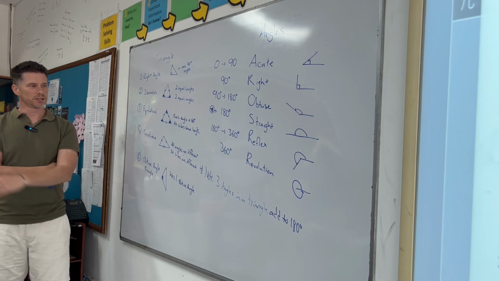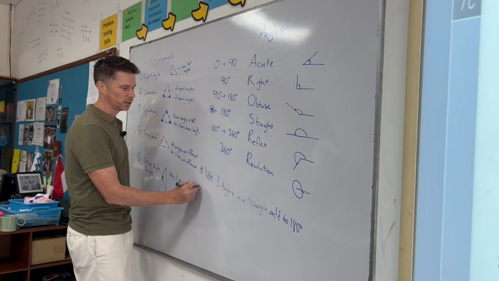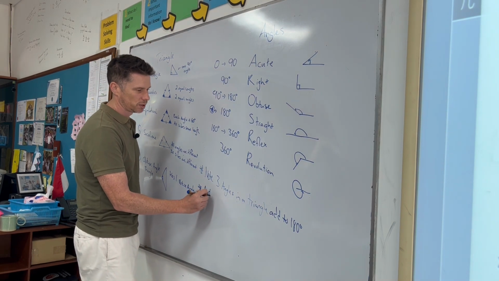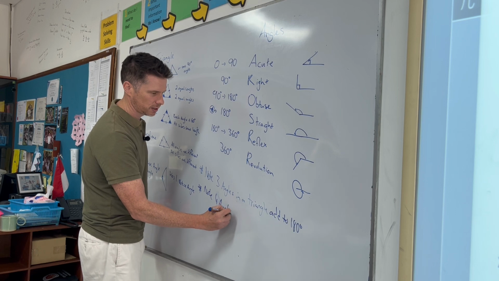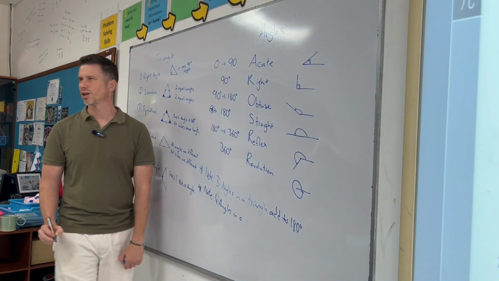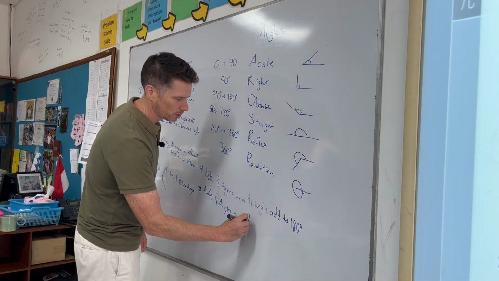Excellent. This is a very important note: 3 angles in a triangle add to 180. We'll also put our second note here about the 4 angles in a, what's the name of a 4-sided shape? Quadrilateral. Oh, very good. Quadrilateral, yeah. Quad.